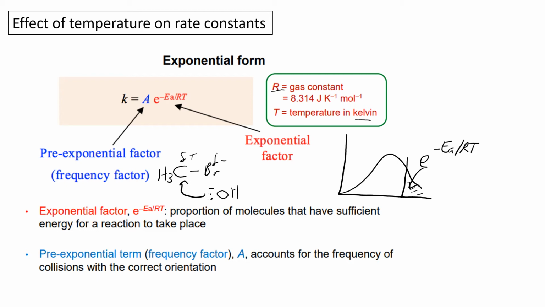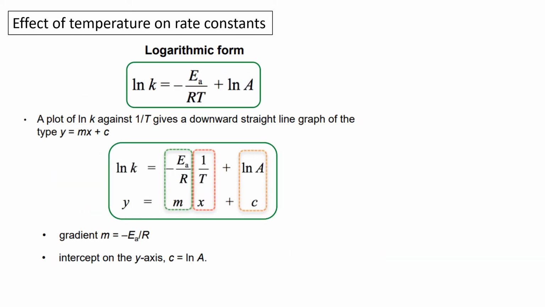If we know certain things, we can rearrange it to find other parts of the equation. But what we tend to do is rearrange it like so. Okay, this is the logarithmic form. So if you just think about what it was: k equals A e to the power of minus Ea over RT.